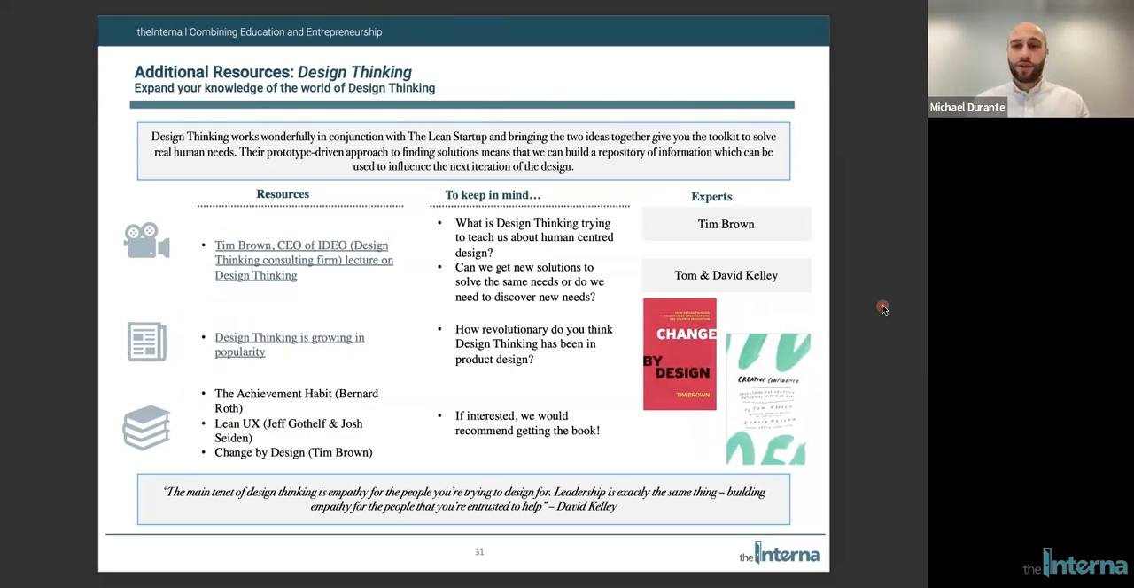If you have really enjoyed design thinking and it's whet your appetite to learn a little bit more, then I think that it pairs perfectly well with the Lean Startup. Both really, really interesting concepts and ideas. Have a look at some further resources. A few things here to keep in mind, a couple of experts and some brilliant books to get you going. But that for today wraps up what we want to discuss on design thinking. I hope that was helpful.